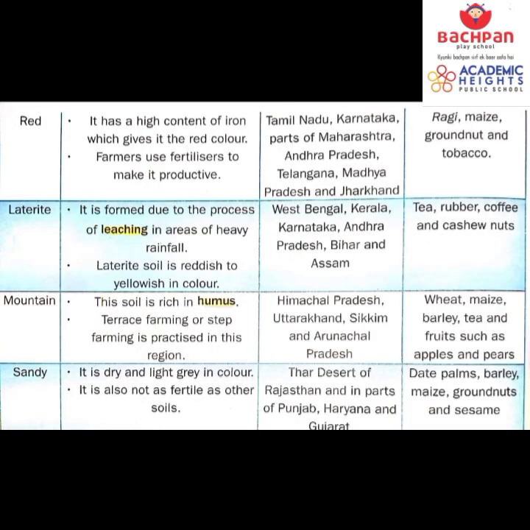Now let's discuss about the last type of a soil, and that is a sandy soil. You also call it a desert soil. It is dry and light grey in color. It is also not as fertile as the other soils. Where do we find it? Yes, sandy soil is found in the Thar desert of Rajasthan, in some parts of Punjab, Haryana, and even Gujarat. What do we grow here? Date palms, barley, maize, groundnuts, and sesame. Nowadays, even the crops like jojoba and even the dragon fruit is being cultivated in the sandy soil.